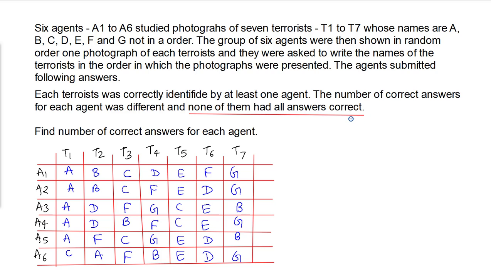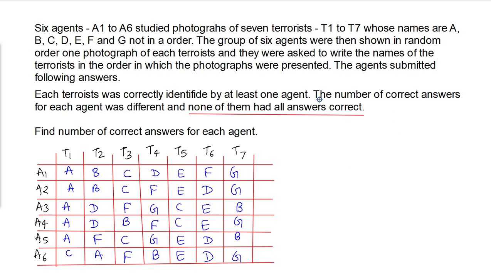Because of this particular statement, this set becomes a bit tricky. If there was a statement like there is exactly one agent who identified all 7 terrorists correctly, then this would be the easy question. But over here it is given that none of them identified all the terrorists. None of them had all answers correct.